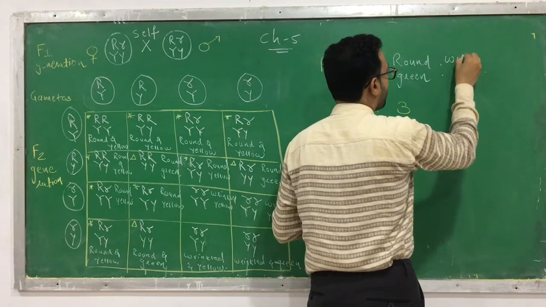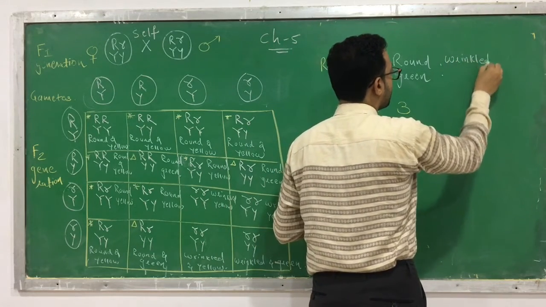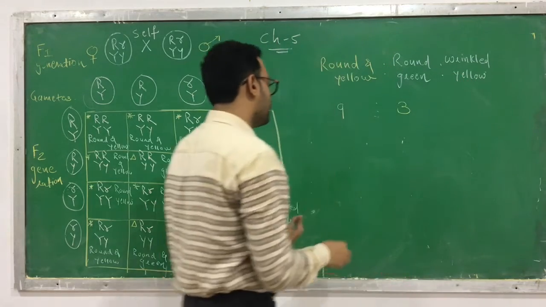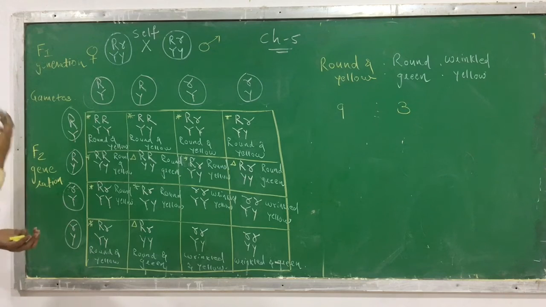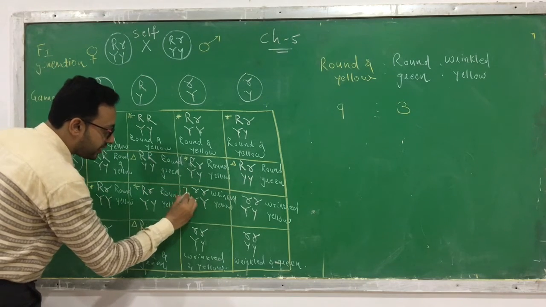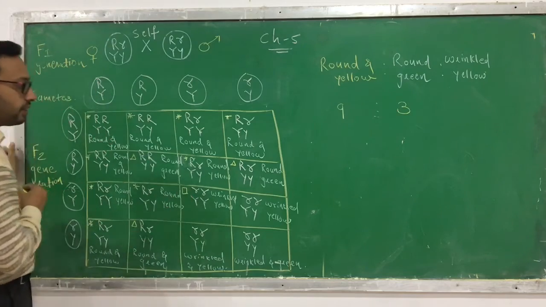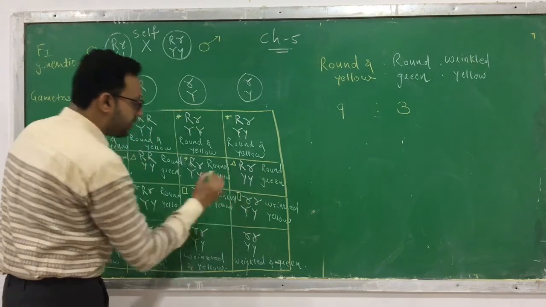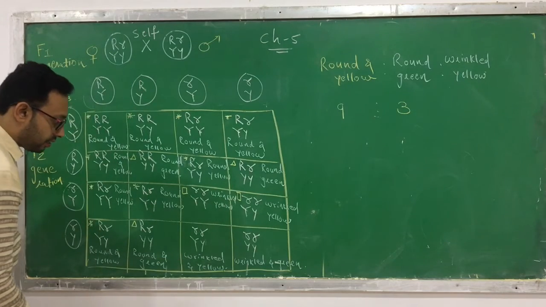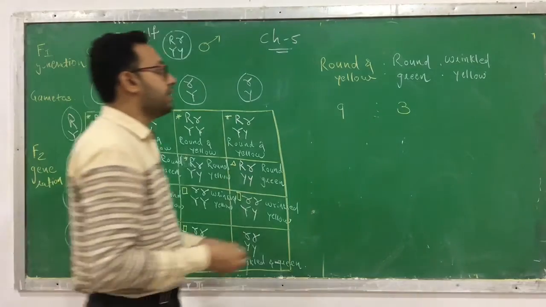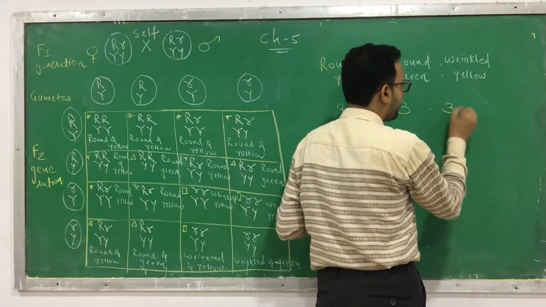We go for the third possibility. It is wrinkled and yellow. So we count which are the wrinkled and yellow. I am making a square for your easy understanding. This is the first one, which is wrinkled yellow. This is the second one, and this is the third one, which is a wrinkled yellow. So how many? The wrinkled yellow are again 3.